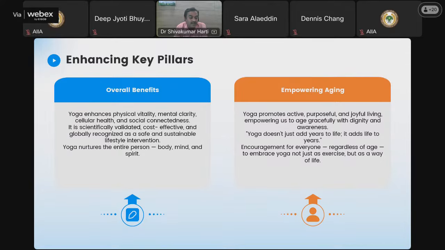To conclude, this collective evidence clearly shows that yoga enhances physical vitality, mental clarity, cellular health, and social connectedness, the key pillars of healthy aging. It is scientifically validated, cost effective, and globally recognized as a safe and sustainable lifestyle intervention. Unlike conventional therapies that often target one system or the other, yoga nurtures the entire person, body, mind, and spirit. By promoting active, purposeful, and joyful living, yoga empowers us to age gracefully with dignity and awareness.